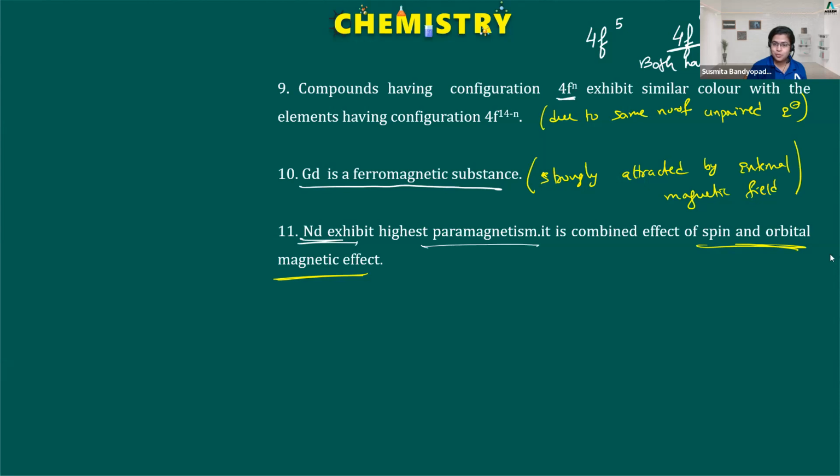Like the phenomenon responsible for the change of seasons, and the day and night phenomenon, which is the spinning of the axis. So these two combined effects give a very high degree of paramagnetism. Gd is a ferromagnetic substance.